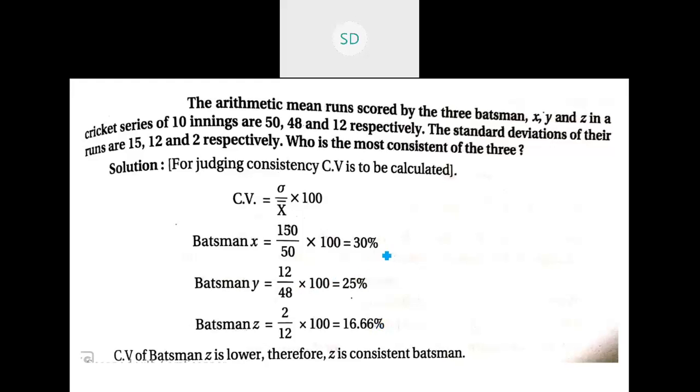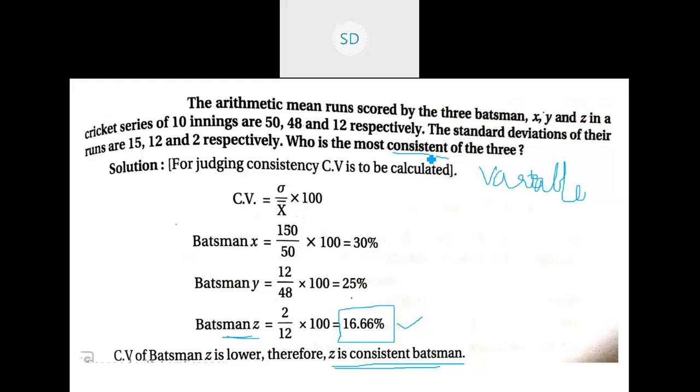Now, whoever's coefficient of variation is very low, out of three, who is the lowest? Batsman Z has the lowest CV. So when it comes to consistent, I always told you whoever has the least CV will be the consistent batsman. Now in the same question, if I ask who is the most variable of the three, this was for consistent. For consistent, we know the answer: Z is the most consistent batsman.